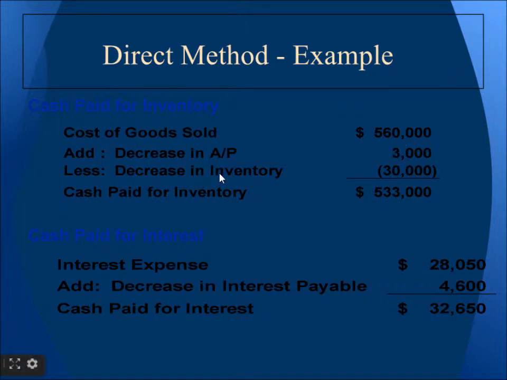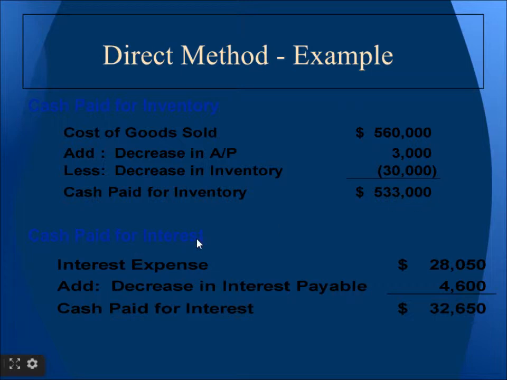Decrease in inventory should be deducted because that inventory is already sold and it is already included in the cost of goods sold, so we should decrease it, which is $30,000. So the cash paid for inventory is 533,000.